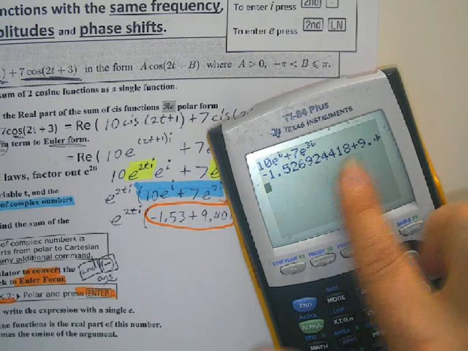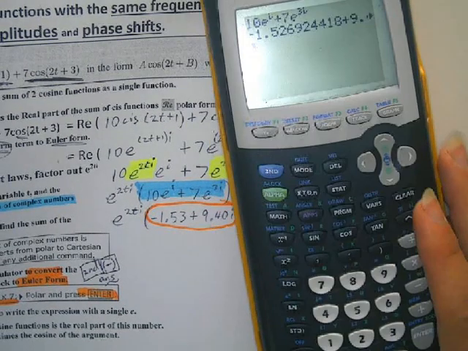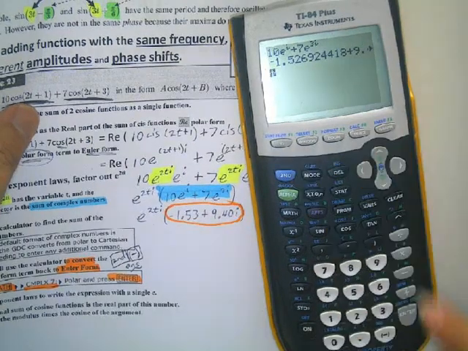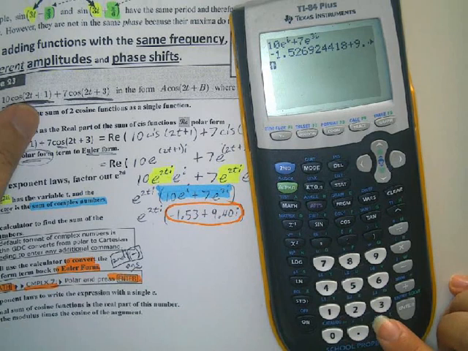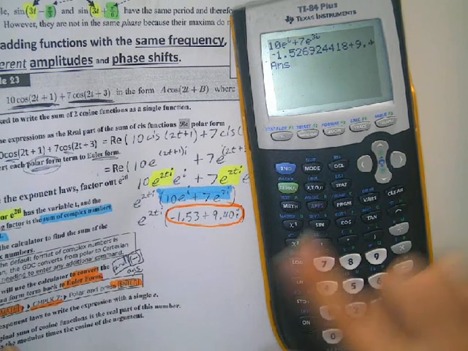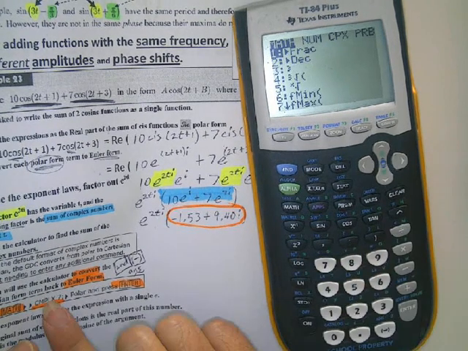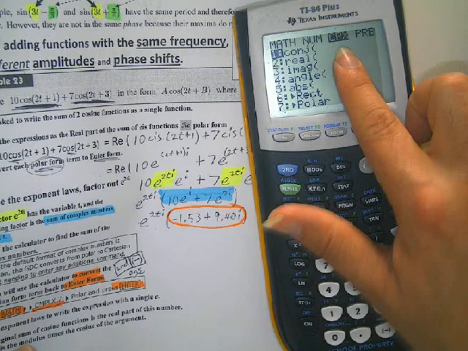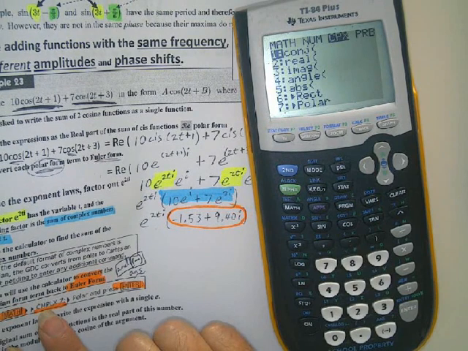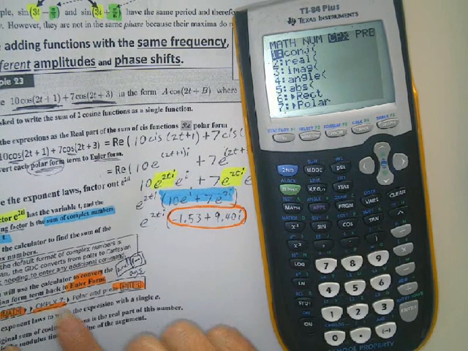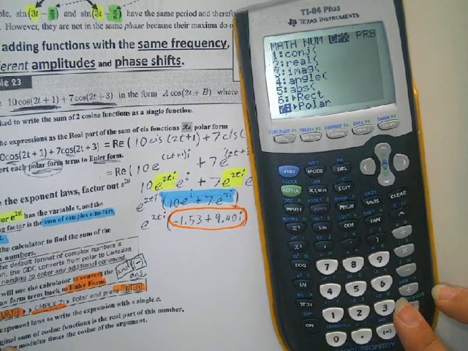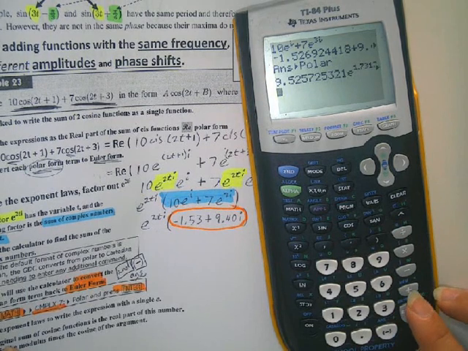So I don't want to retype that in. I'm going to press second and that little negative one there. And so it says answer, and now I'm going to type in these buttons: math, arrow over to CMP. So on my old-fashioned calculator it says CPX. On the newest calculators it says CMPLX. Okay, I'm going to go down to 7 to polar, and then I hit enter, enter. And so now it's going to convert it to polar form.